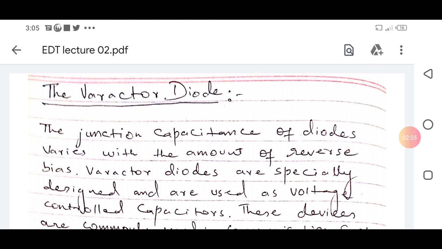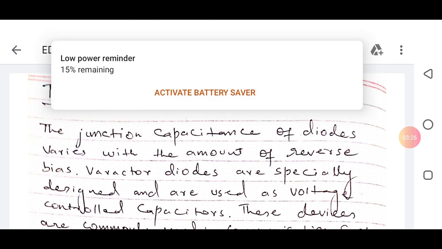Varactor diodes are specially manufactured. You must remember this, students. Why? Because these can be used as a voltage controlled capacitor. A capacitor is an element, a component, in electronics. When we are able to control a capacitor with the help of a voltage, then it's called a varactor diode. Let's move on.